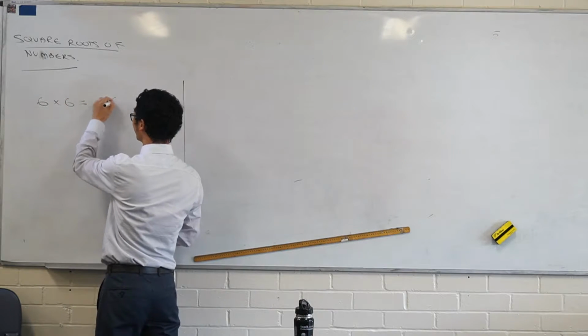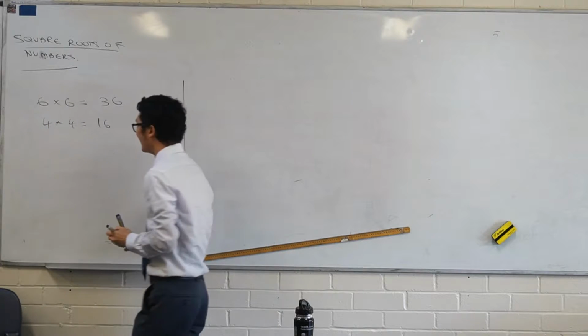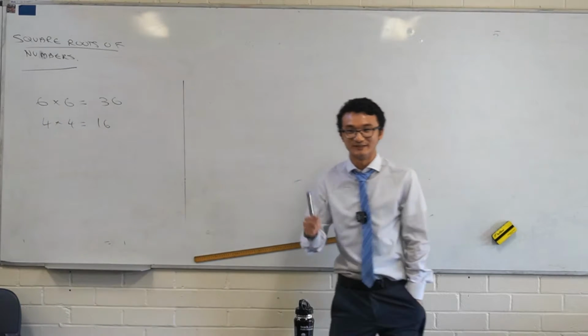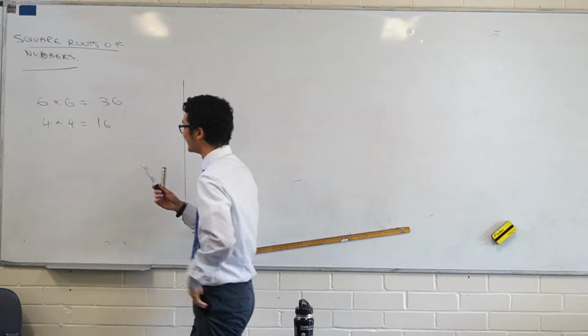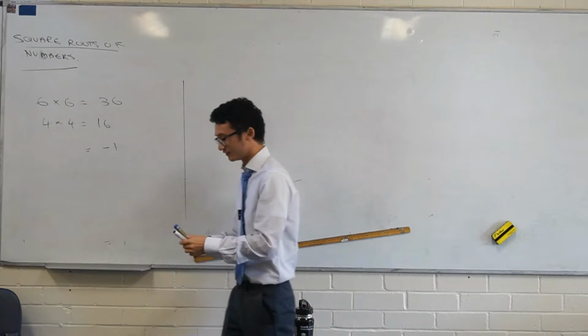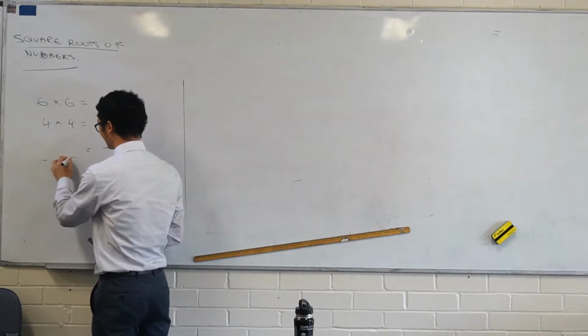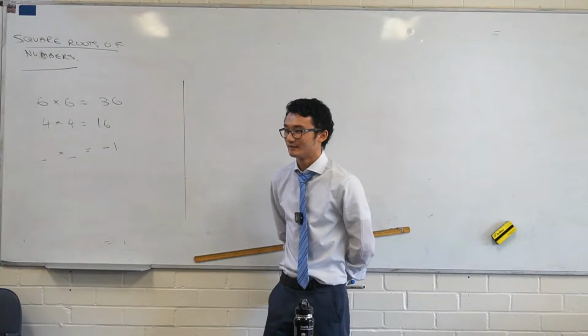6 times 6 is 36. 4 times 4 is 16, right? And then I presented to you at the beginning of this topic the problem that we have: we can't figure out anything that satisfies this one. Something times something that gives me -1. Can we satisfy that now? Yes. What can we use?